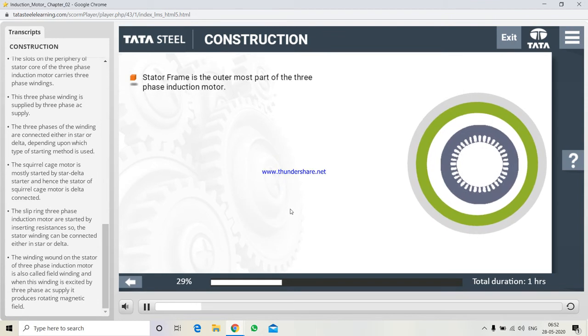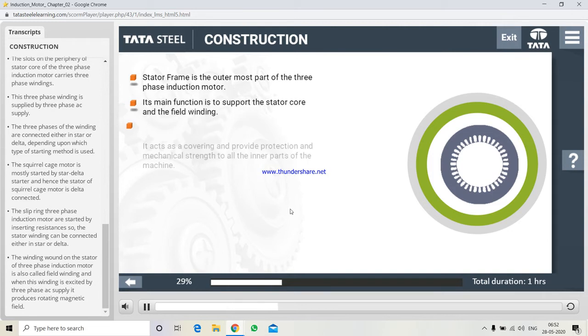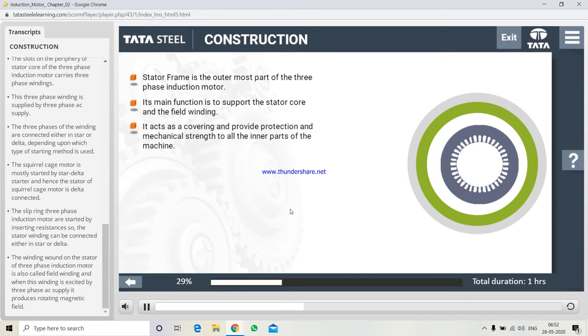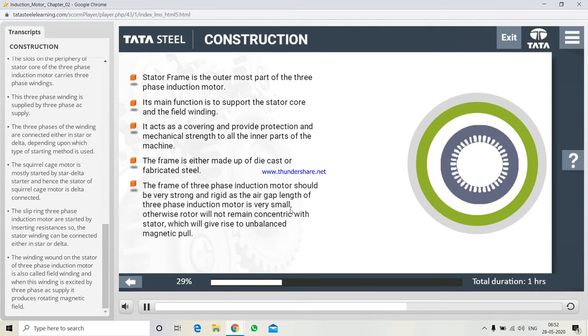The stator frame is the outermost part of the three-phase induction motor. Its main function is to support the stator core and the field winding. It acts as a covering and provides protection and mechanical strength to all the inner parts of the machine. The frame is either made up of die-cast or fabricated steel. The frame of a three-phase induction motor should be very strong and rigid, as the air gap length of a three-phase induction motor is very small. Otherwise, the rotor will not remain concentric with the stator, which will give rise to unbalanced magnetic pull.